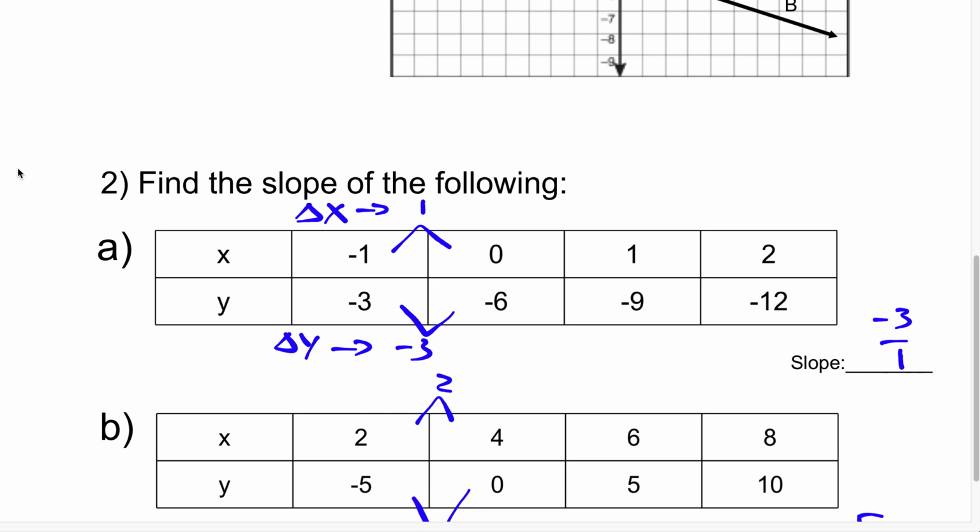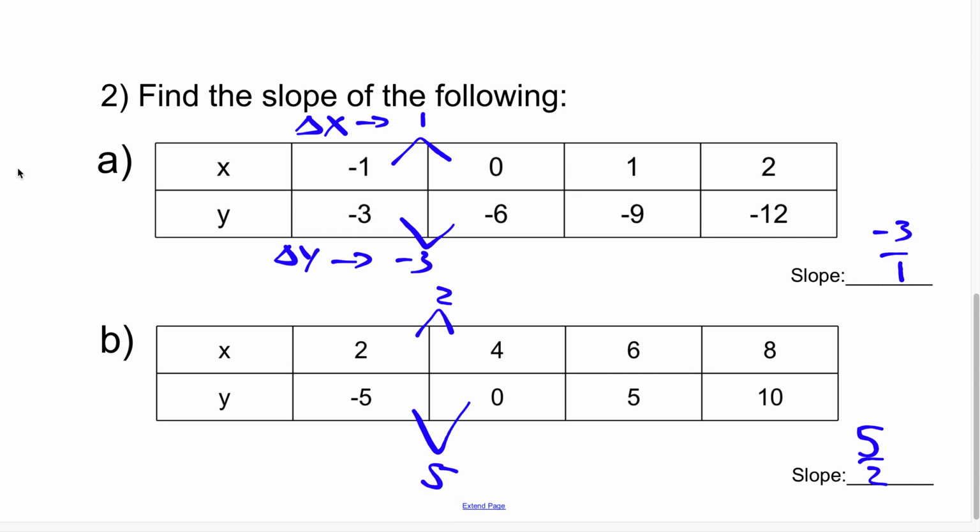Okay. Number 2, the change in y is -3. It's a decreasing amount, while the change in x is 1. So the slope is -3/1, or you could just say -3. And B, the change in y is 5, and the change in x is 2.